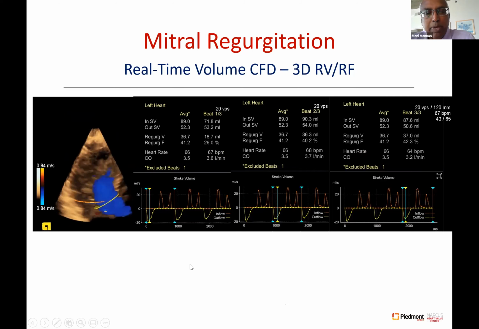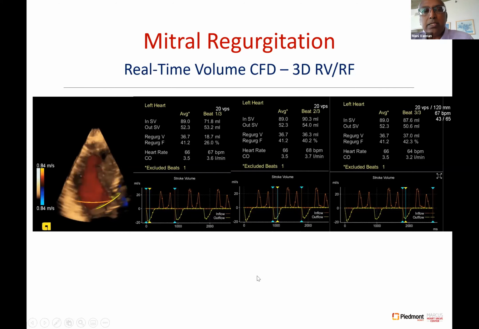Here is how this patient's numbers look. We do 3 beats. This is 1 beat, 2 beats, 3 beats. And we compute the inflow stroke volume and the outflow stroke volume in beat number 1, beat number 2, and beat number 3. And then you also get the average of the 3 stroke volumes, inflow and outflow. The difference gives you the regurgitant volume, and regurgitant fraction is nothing but regurgitant volume divided by the inflow stroke volume, right? That is your total stroke volume, the MRI total stroke volume.